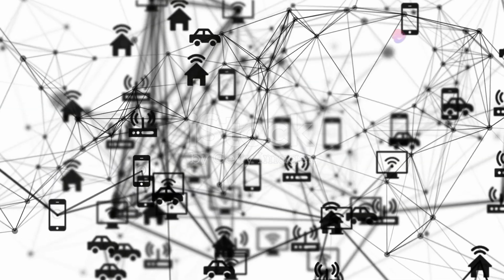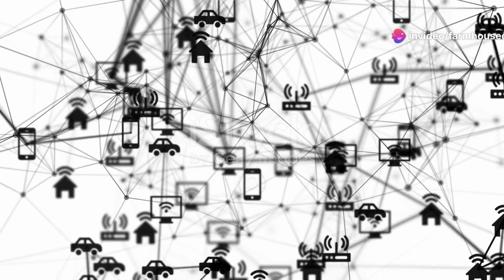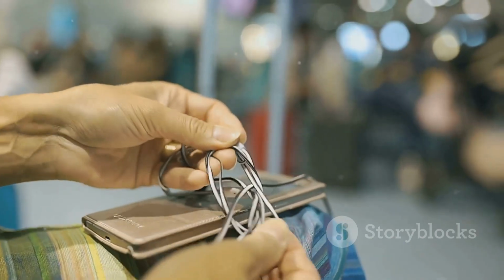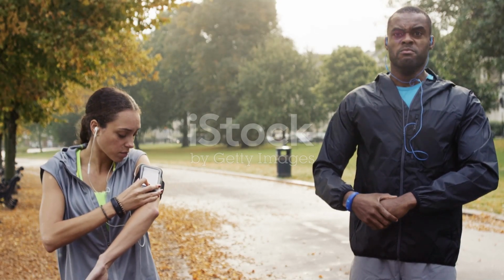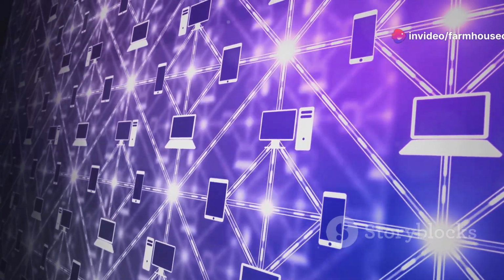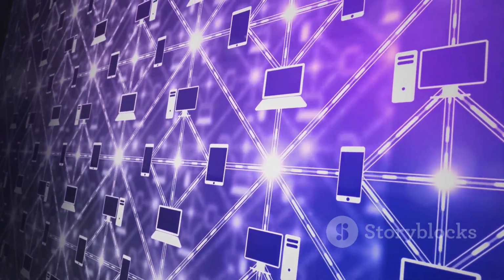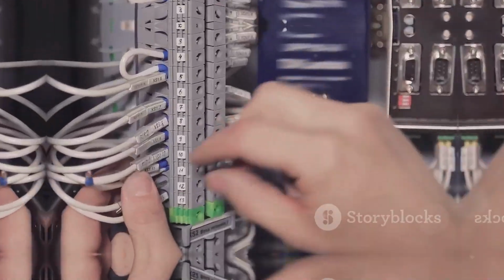Let's get up close and personal with personal area networks, or PANs. These are the smallest type of network, connecting devices within a very limited range, typically around a single person. Think of your Bluetooth headphones connecting to your smartphone or your smartwatch syncing with your fitness tracker. These are all examples of PANs in action. PANs are all about convenience, allowing you to easily connect and share data between your personal devices without the need for wires or complex setups.